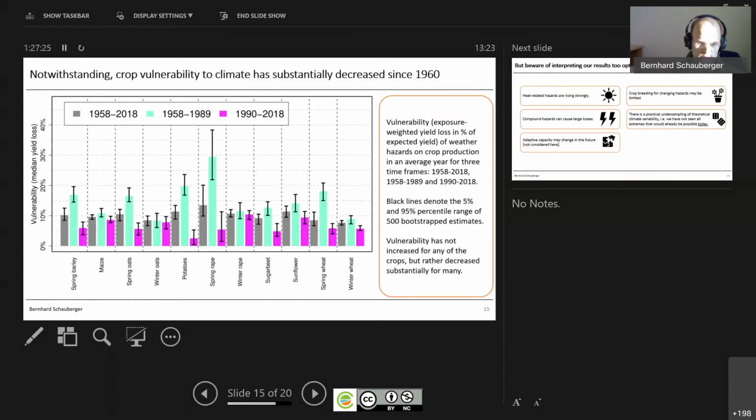For example, for spring rape or potatoes, the vulnerability of these crops to climate hazards was much higher in the 30 years before today than in the 3 recent decades. And this is surprising because we would have expected, or at least I would have expected, that climate change or climate hazards have increased in taking toll of yields, but the opposite seems to be the case.